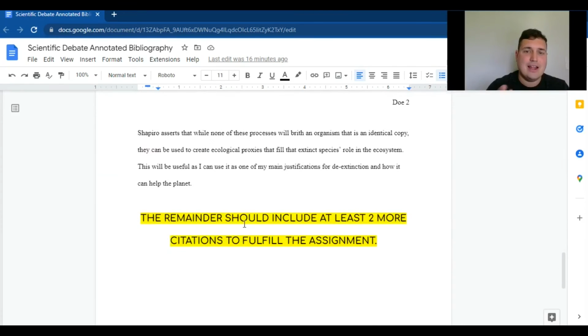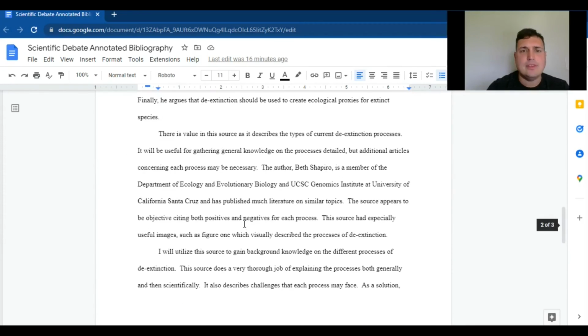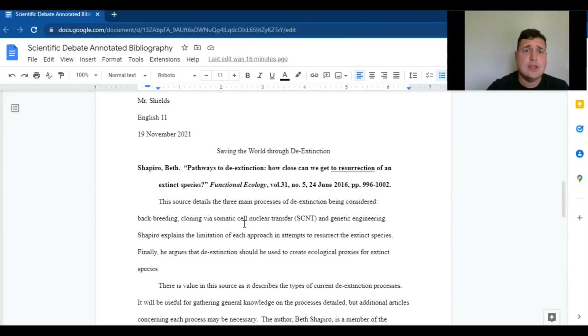Finally here, the remainder should include at least two more citations to fulfill this assignment. Just reminding them they need at least three citations. With this, one could do two additional ones. I had some students doing the same topic as mine, and I feel I gave enough of an example here that they could do it two more times. One could do three total, but I just chose not to because I felt as if they had the understanding of the topic. If a student did ask, I would go on and make more.